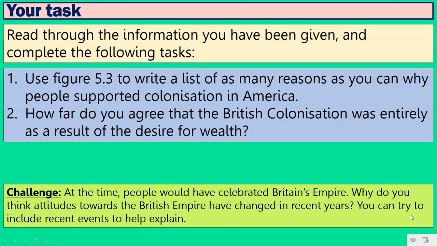If you finish those within the time that you're given, there is a challenge for you to have a go at, and that is this one here. So at the time, people would have celebrated Britain's empire. So people in Britain would have been really proud of the empire. Nowadays, that's slightly different. So why do you think attitudes towards the British Empire have changed in recent years? So perhaps think about some recent events, things that have maybe gone on in Bristol, things that have gone on internationally that might help you to explain why colonialism and why taking over other people's countries might be frowned upon today.